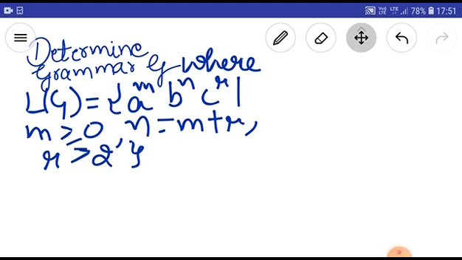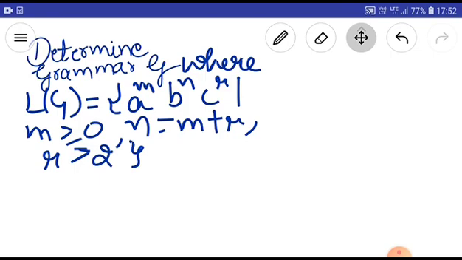So we will solve this problem that determines the grammar G. In this we have to determine the grammar, and this is the L of G, meaning the language which is acceptable by this grammar of this type. So these types of strings are acceptable: A raised to power M, B raised to power N and C raised to power R. And there are some restrictions on M, N and R: M value should always be greater than or equal to 0, R value should always be greater than 2, and N value should be the sum of M and R. So keeping these constraints in our mind, we have to make the strings which are acceptable by this grammar.